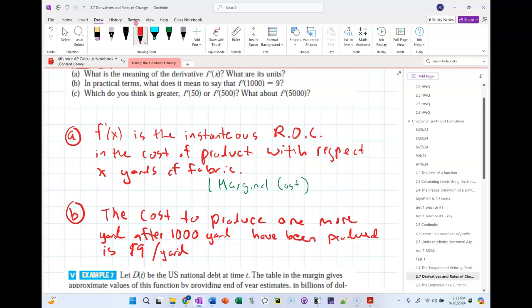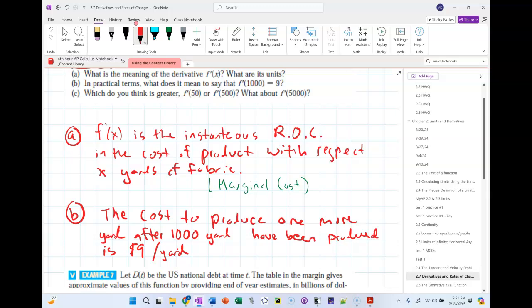So that's how much it's going to cost to produce the 1,001th yard. Typically, what do we expect as production goes up? The cost typically goes down, right? Until you've reached your limits of production.